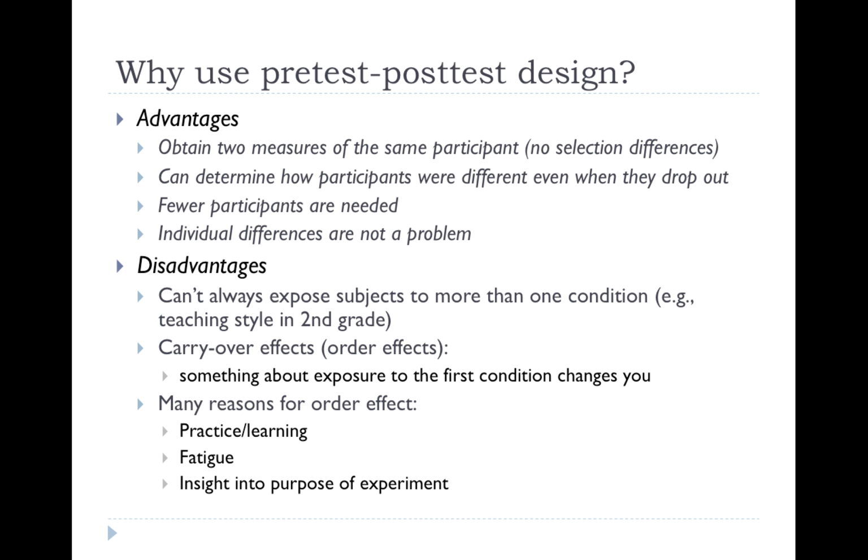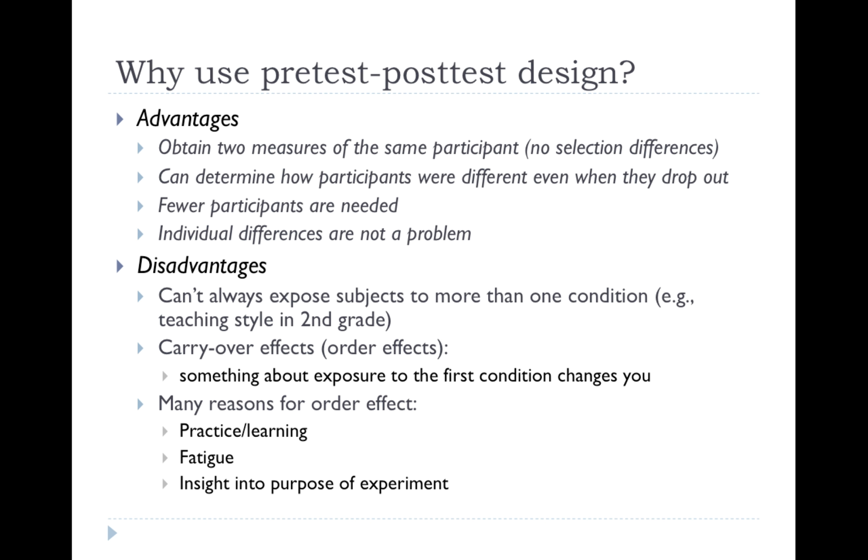You can maybe look at if there's something that people who drop out have in common. Maybe they're different from the people that stay in the study. Another benefit is also that you need fewer participants because you're getting two data points from each person. And that, of course, gives you more statistical power to detect an effect if there is one. And again, individual differences are not a problem because you don't end up comparing two different individuals under two different conditions. You know that you're comparing the same person one time prior to the intervention and one time after the intervention was introduced.